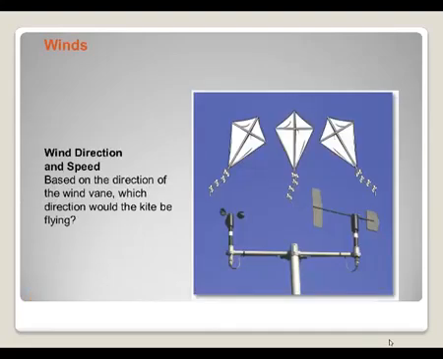So the picture you see here shows a wind vane, and based on the direction of this wind vane, which direction would the kite be flying? So if the wind vane is pointing to the right, that means the direction that the wind is coming is from the right. So if you were flying a kite, which direction would the kite be flying? It would be the kite on the left, because the wind would be blowing from the right to the left.